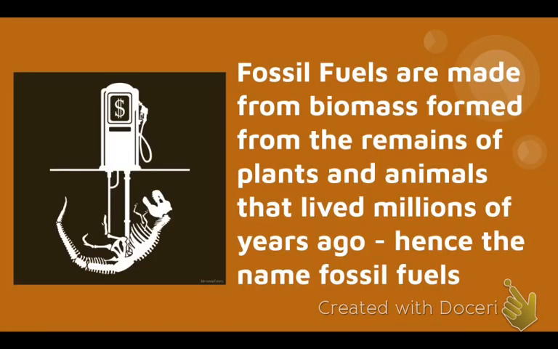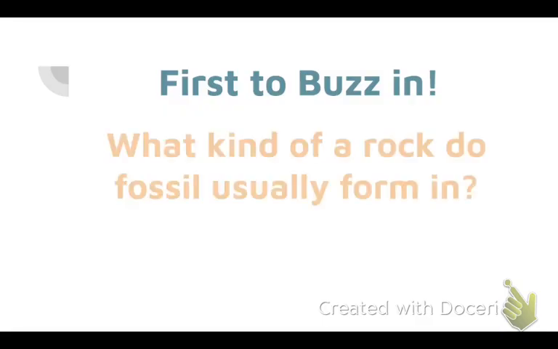So fossil fuels are made from biomass formed from the remains of both animals and plants. It doesn't have to be a dinosaur. Dinosaurs are typically just what we use as an example because it gives you an idea of how long ago this biomass was around. And it was all from millions of years ago, and that's why they call it fossil fuels.